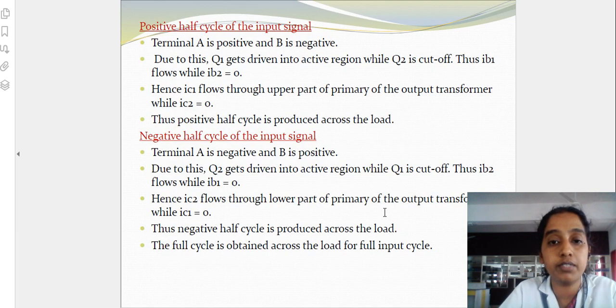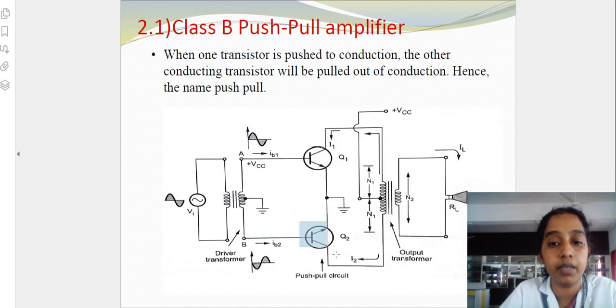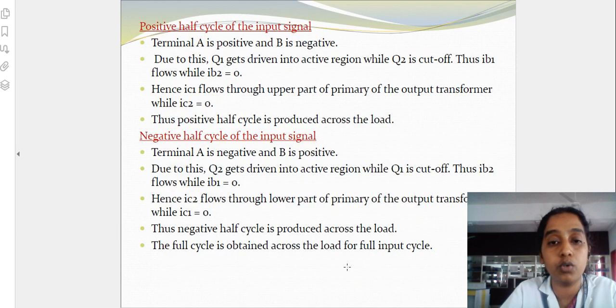During the negative half cycle, terminal A is negative whereas terminal B is positive. Q2 is driven into the active region. Q2 becomes active and Q1 will go to cutoff. So the IC2 current will flow and output is produced at the load. So a full cycle is obtained at the output.